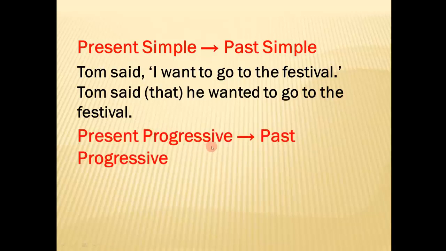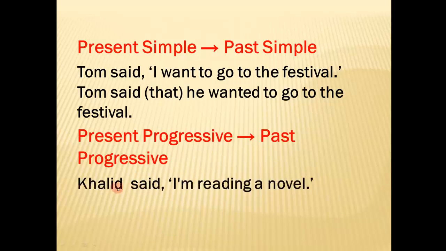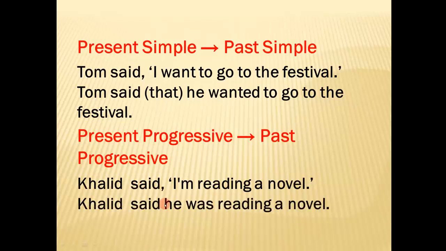Present progressive changes into past progressive. Khalid said, "I am reading a novel," becomes Khalid said he was reading a novel. I am is present, but was is past. I am reading, present progressive; was reading, past progressive.